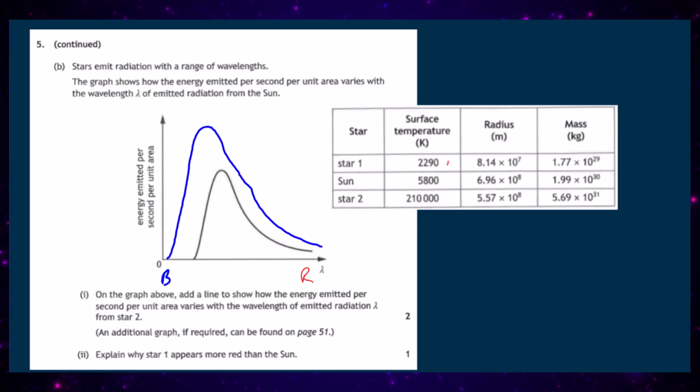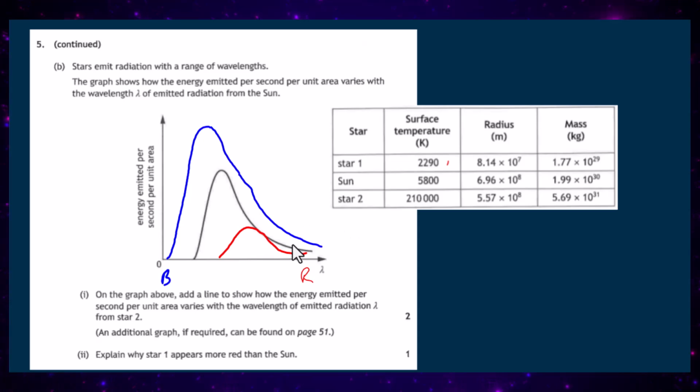Now part 2 is very similar. It's just for 1 mark. It's to explain why star 1 appears more red than the Sun. Well, star 1 has got half the surface temperature, so it's going to be definitely shifted towards the red end of the spectrum. Remember, the surface temperature gives you an indication of where the wavelengths are going to be emitted from. And because it's a much lower temperature compared to the Sun, we're going to have a graph like this for that particular star.